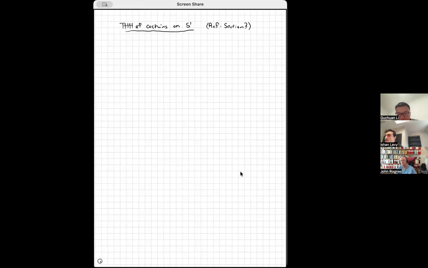Great. So welcome back. Today I want to talk about the following ingredient in the disproof of the telescope conjecture. I want to recall from last time one of the key steps in disproving the telescope conjecture.